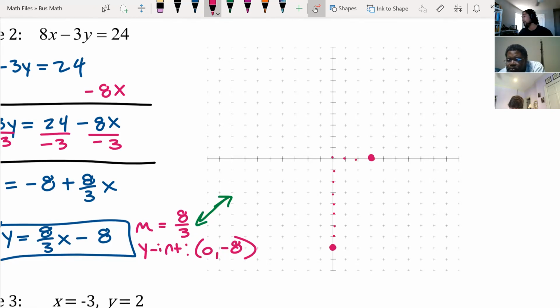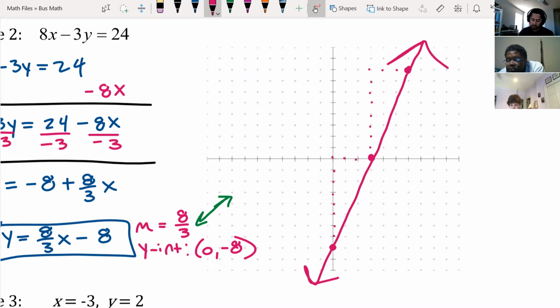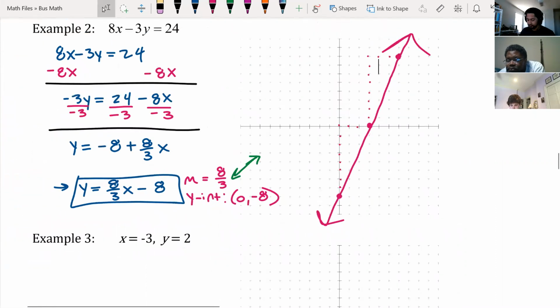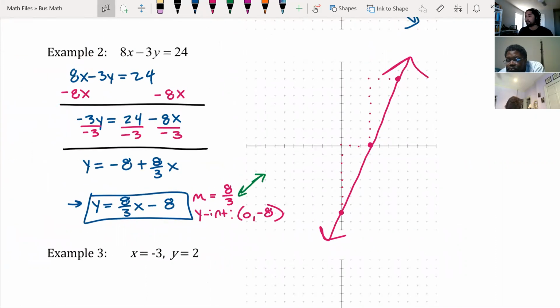There we go. And we need one more point. So let's do it again. Go up 8 units. 1, 2, 3, 4, 5, 6, 7, 8. And 3 to the right. 1, 2, 3. There we go. 3 points. It's official. 3 points make the line. So let's go ahead and connect our points. And there it is. Graphing by the slope intercept form again.